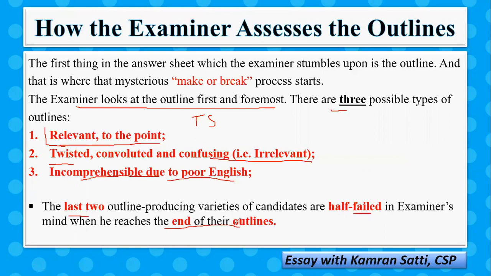So let's suppose the examiner has started reading your outline and hasn't understood it because your English is very substandard. Definitely he will check the rest of your paper with a negative mindset. He will be thinking, okay, this is one of those candidates who belongs to the 95% of the candidates.